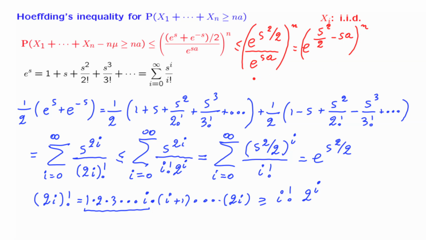And now if I choose s equal to a, what I obtain here is going to be e^(a squared over 2 minus a squared). That leaves me with e^(minus a squared over 2). And then I take this factor of n as well, and the final conclusion is that this quantity becomes equal to this term. And so we have completed the derivation that this expression is less than or equal to this quantity when we choose s equal to a, and this is Hoeffding's inequality.